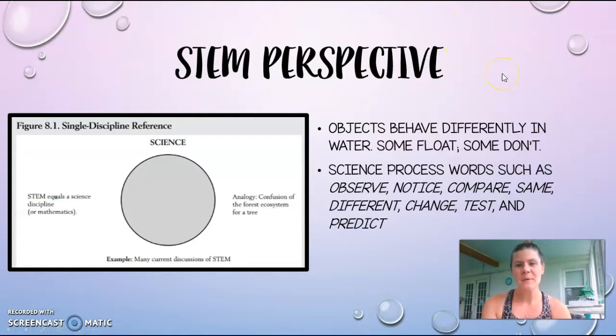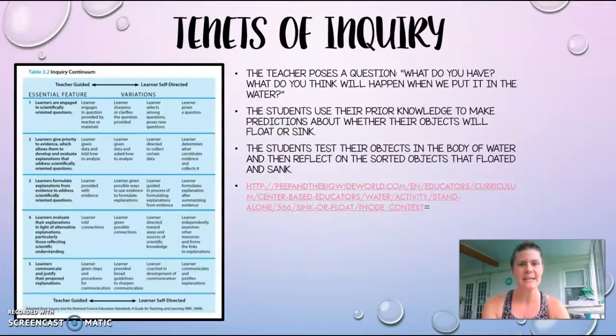We're going to be going over the objective of this lesson, which is that objects behave differently in water. Some float, some don't. We're going to go over the science process words such as observe, notice, compare, same, different, change, test, and predict. The tenets of inquiry.